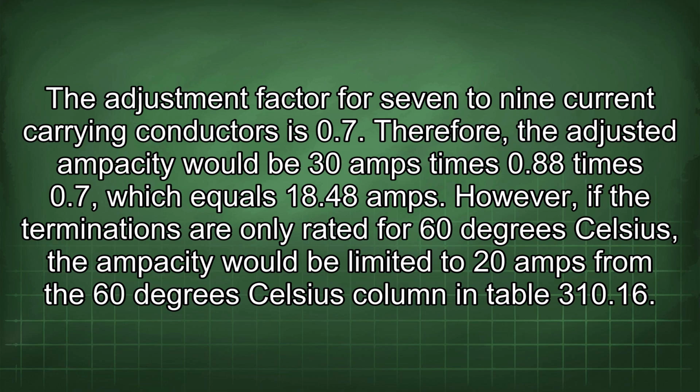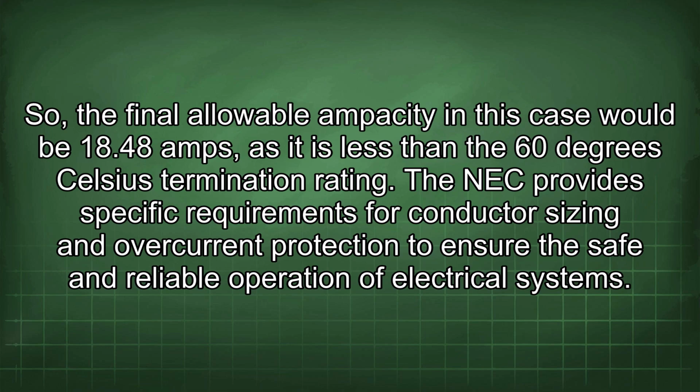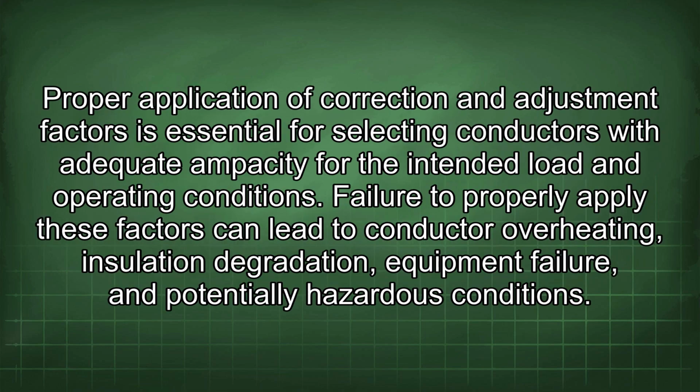However, if the terminations are only rated for 60 degrees Celsius, the ampacity would be limited to 20 amps from the 60 degrees Celsius column in Table 310.16. So, the final allowable ampacity in this case would be 18.48 amps, as it is less than the 60 degrees Celsius termination rating. The NEC provides specific requirements for conductor sizing and overcurrent protection to ensure the safe and reliable operation of electrical systems. Proper application of correction and adjustment factors is essential for selecting conductors with adequate ampacity for the intended load and operating conditions. Failure to properly apply these factors can lead to conductor overheating, insulation degradation, equipment failure, and potentially hazardous conditions.